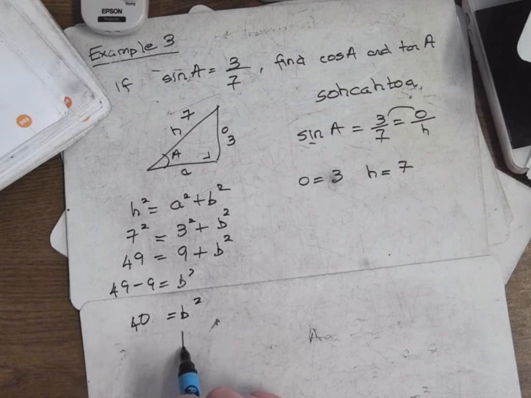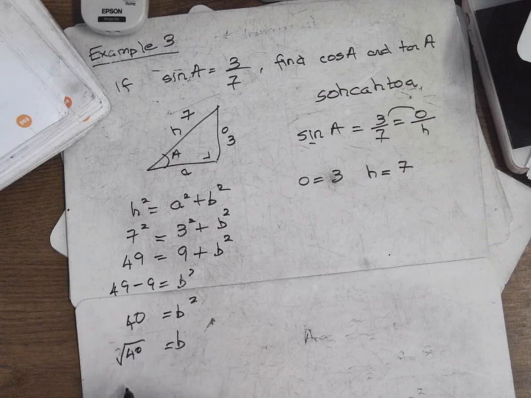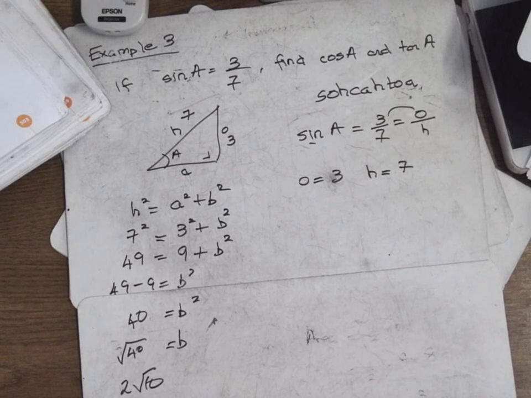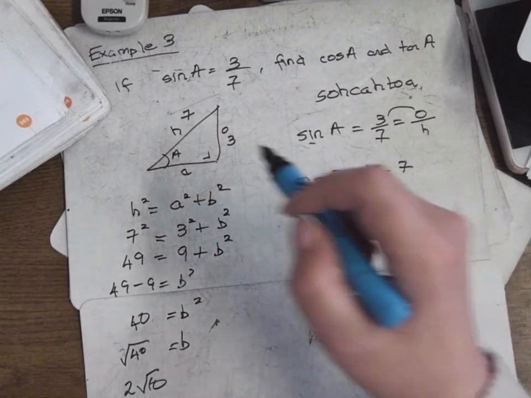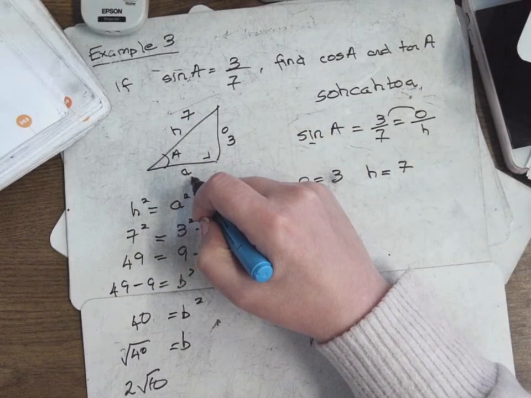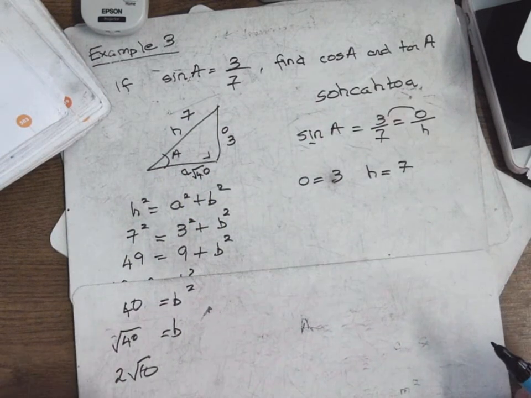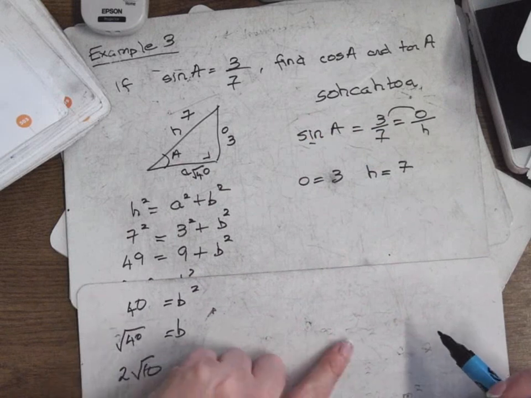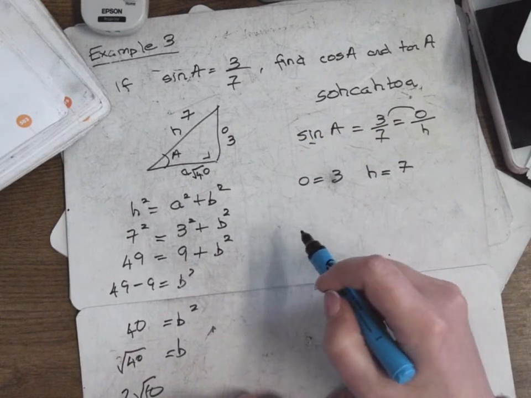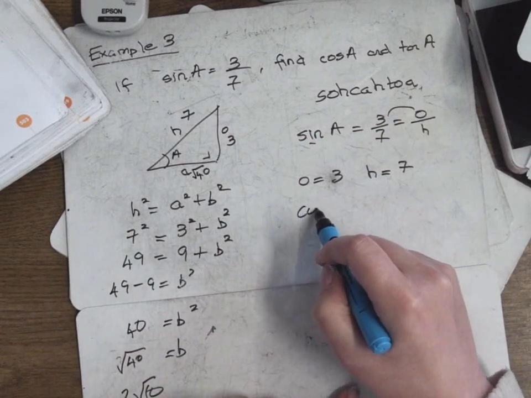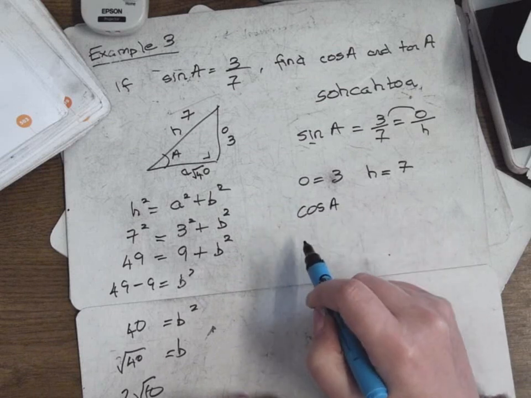So B is equal to the square root of 40. Now, if you do that in your calculator, it'll call it 2 root 10. But if you want to leave it as the square root of 40, it's the same number, just written in a different form. So it really doesn't matter. Now, I've just figured out that this line here measures square root of 40, or 2 root 10, whichever I prefer. So the question was to find cos of A and to find tan of A.